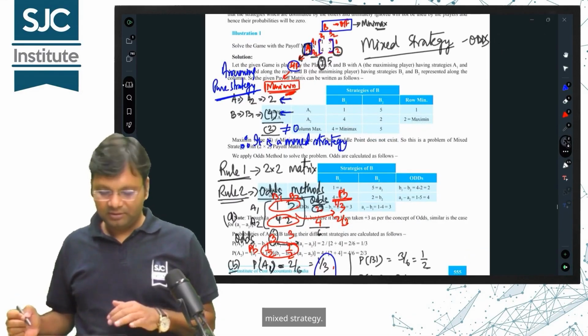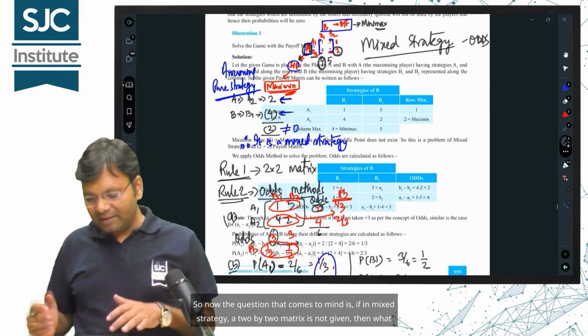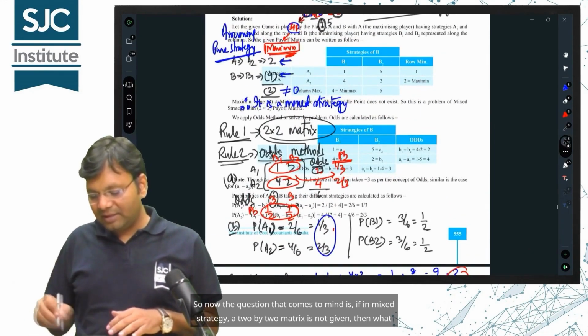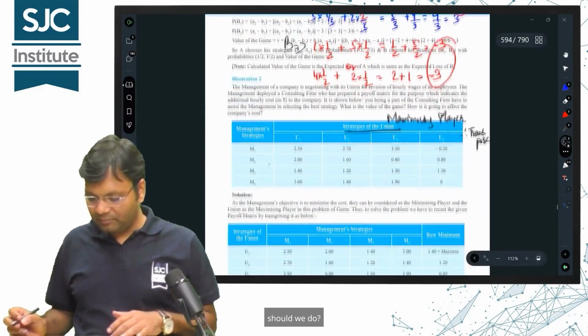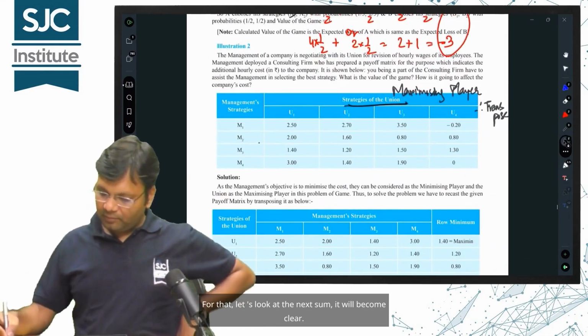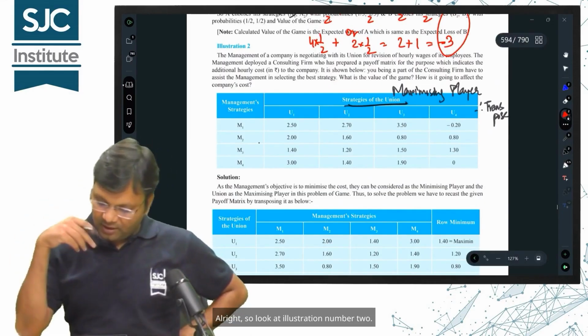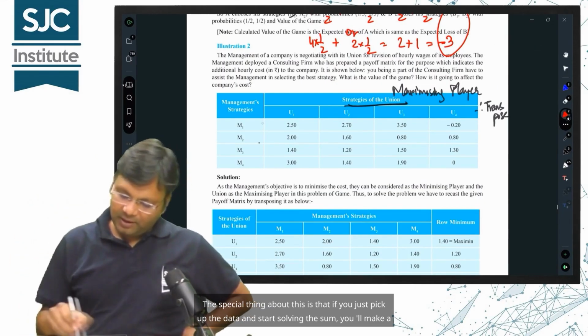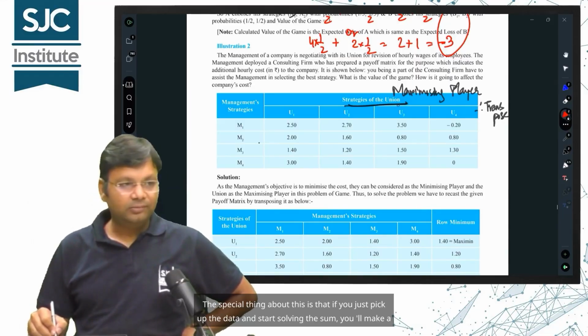to mixed strategy. So now the question that comes to mind is, if in mixed strategy, a 2 by 2 matrix is not given, then what should we do? For that, let's look at the next sum, it will become clear. Alright, so look at illustration number 2. The special thing about this is that if you just pick up the data and start solving the sum, you'll make a mistake.